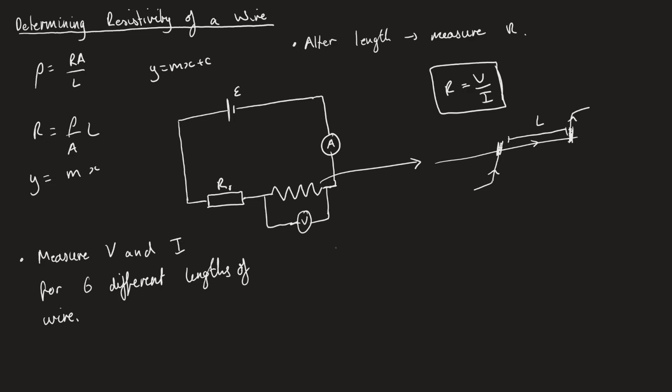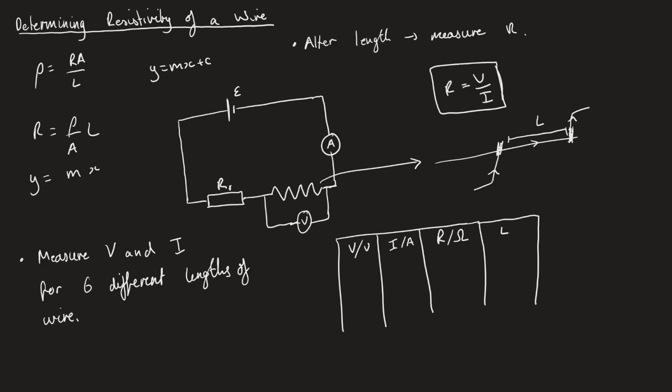And that means we're going to end up with a table of the potential in volts, the current in amps, and we're going to use these two to calculate the resistance in ohms at each length, and that means we're also going to have to put the length in here in meters. And of course, make sure when you're writing out the values, you always include your errors.